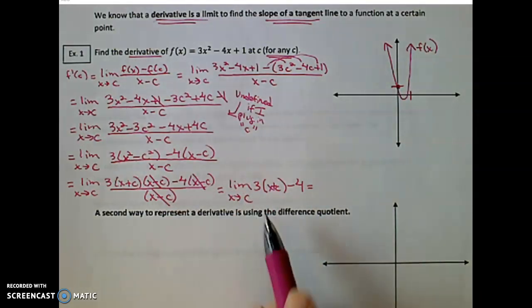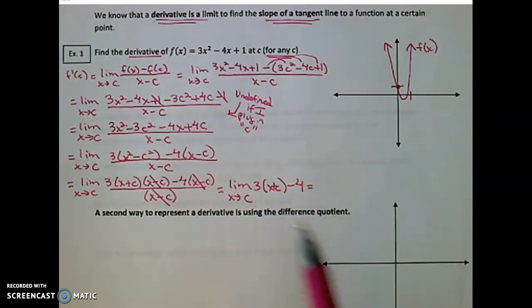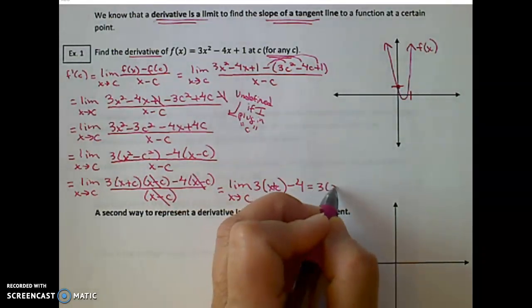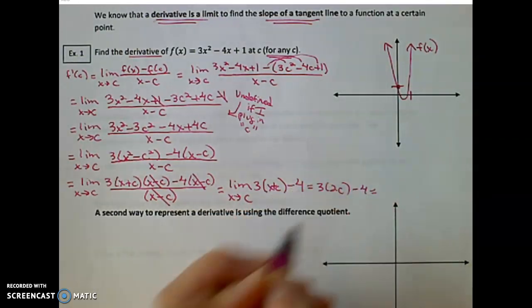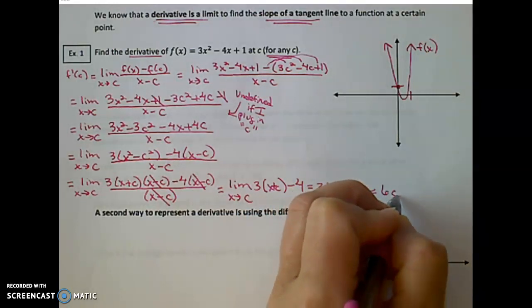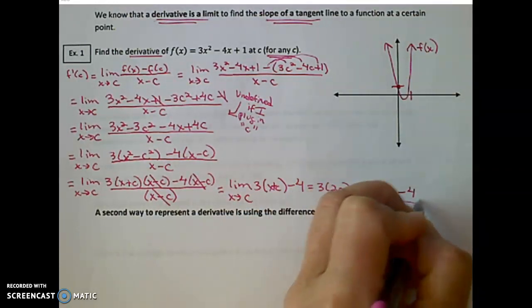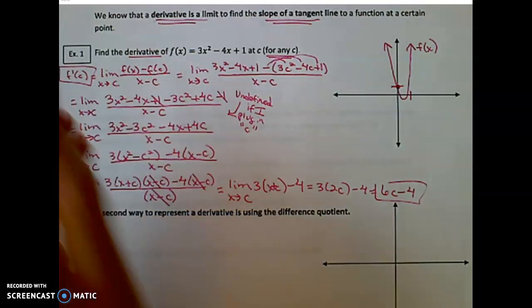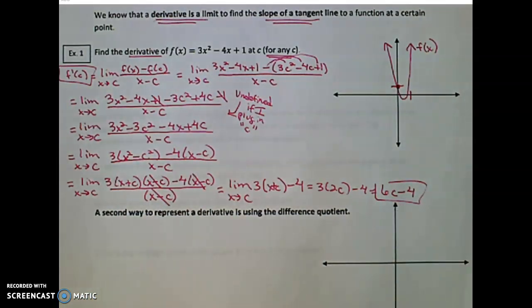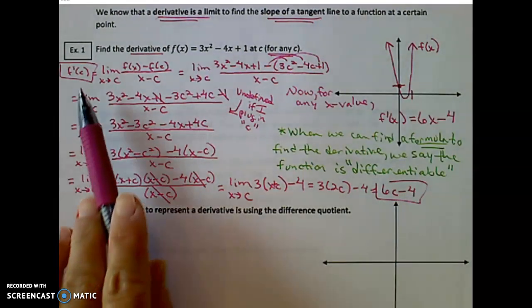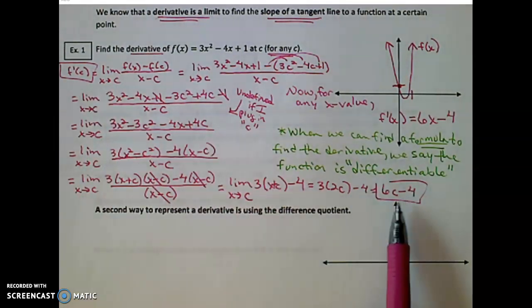When I plug in c, this will be 3 times (c plus c), which is 3 times 2c, minus 4, which is really just 6c minus 4. So the derivative, when I plug in c, is 6c minus 4. It looks like a formula. Let me pause here for a little note. So when I plug in any c value, a formula for my derivative is 6c minus 4.